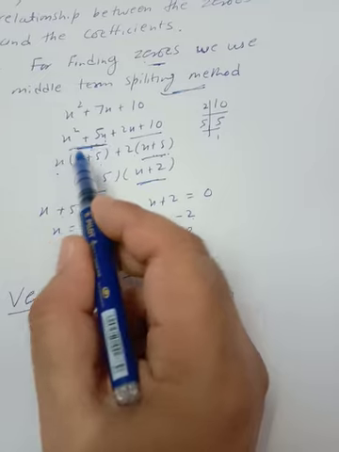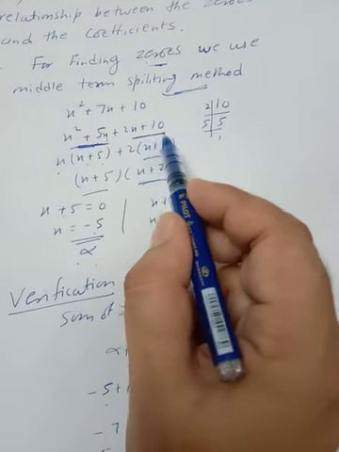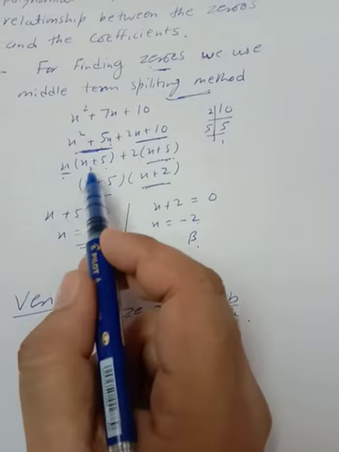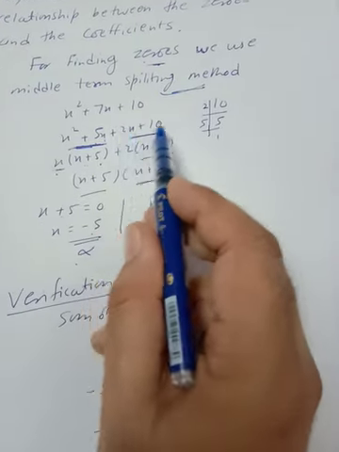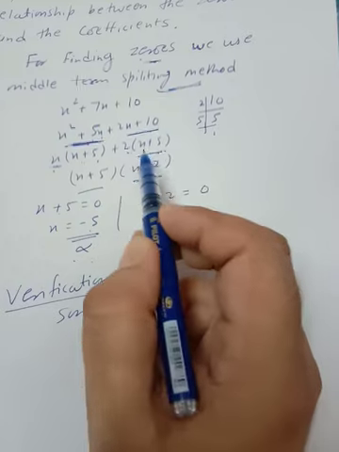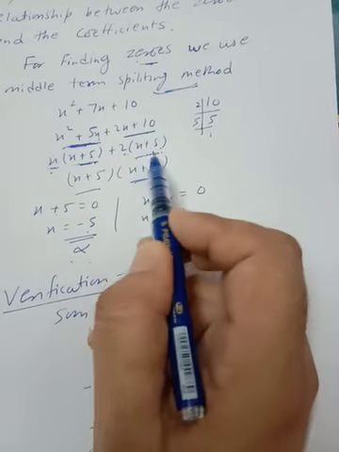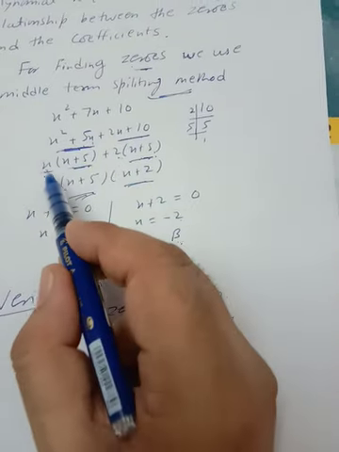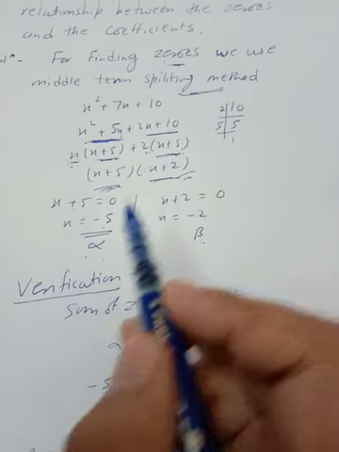Now we will take common from the first two terms and then common from the last two terms. From the first two terms we have x as common, we get x plus 5. Here we can take 2 as common, so we get x plus 5. So x plus 5 is common again. So x plus 5 is the first factor and the remaining x plus 2 is the second factor.